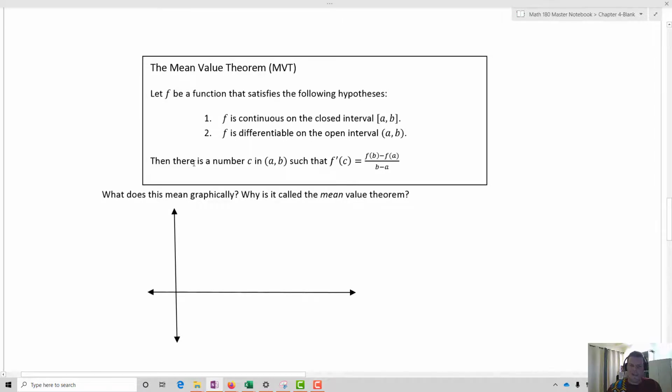Then there is a number c in a to b such that f prime of c equals f of b minus f of a over b minus a. So let's look at what this means kind of graphically. So let's say, for example, I have a here and I have b here, and I'm going to have f of a, okay, and I'm going to have f of b. All right. Now, what this is saying is that I want to imagine that I've got a line that goes through a to b. It's a straight line, goes through a to b.